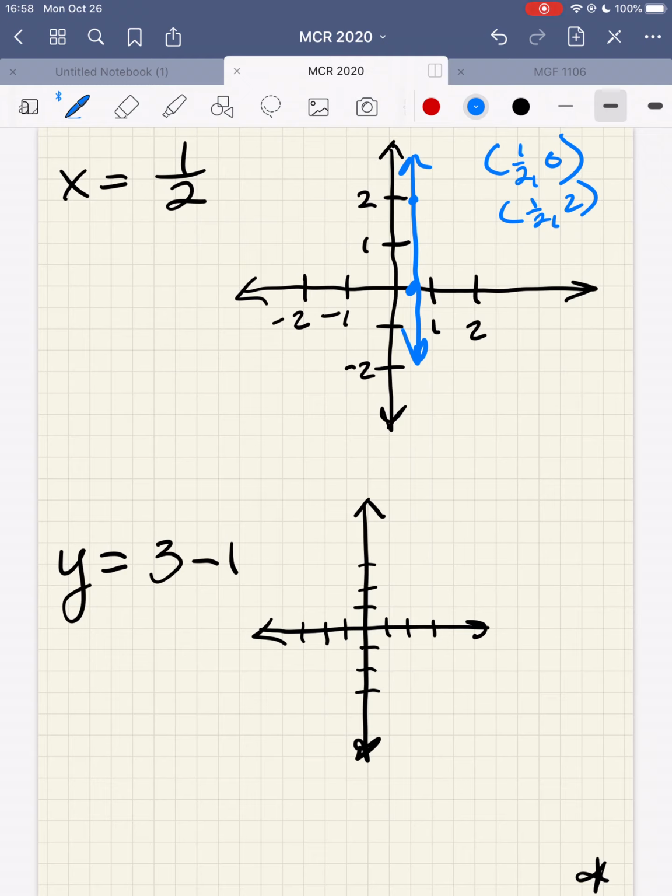The other one might look complicated. It's really not. y is equal to 3 minus 1, which is really saying y is equal to 2. And again, I'm going to use my intercept. And then I'll pick another point, let's say 3, 2, because I know this line is one of my special lines. I graph it and I'm good to go.